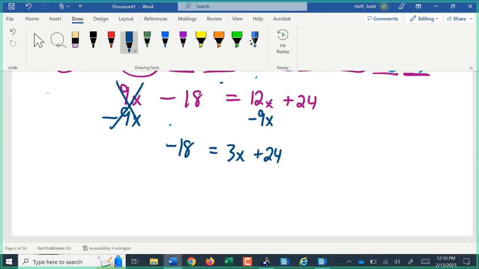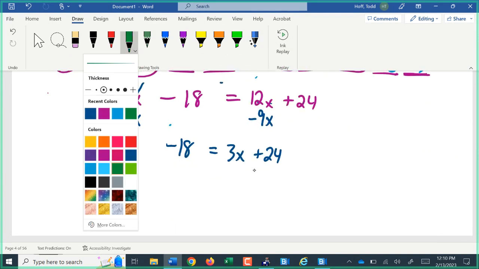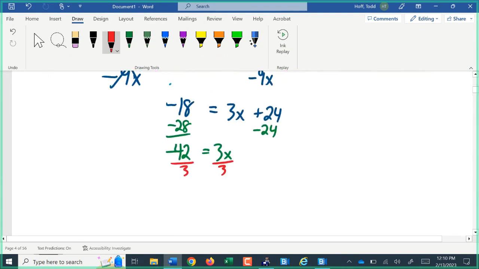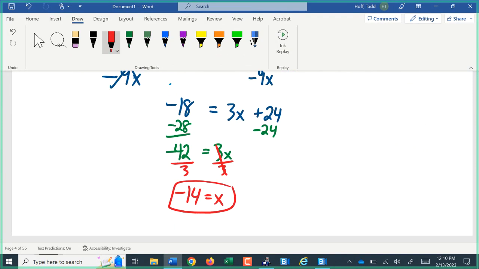Now we're ready to solve. So we'll go ahead and subtract 24. Well, negative 18 minus 24 is a negative 42. On the right side, we just have 3x. Got to get rid of the 3, we'll divide by 3. Negative 42 divided by 3 is negative 14. And on the right side, the 3's just cancel out, giving us x equals negative 14.